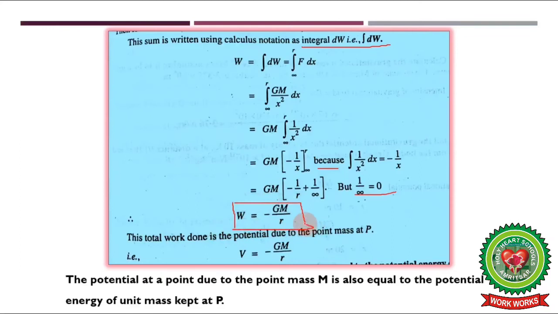Now this is the work done, and I told you that whatever work you do in bringing the unit mass from infinity to that point is stored in the form of potential. So this total work done is the potential due to the point mass M. V is denoted for potential. So work is equal to minus GM upon r. Therefore potential is also equal to minus GM upon r. The potential at a point due to the point mass M is also equal to the potential energy of unit mass kept at P.